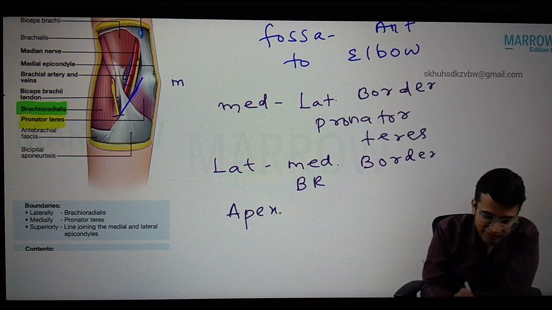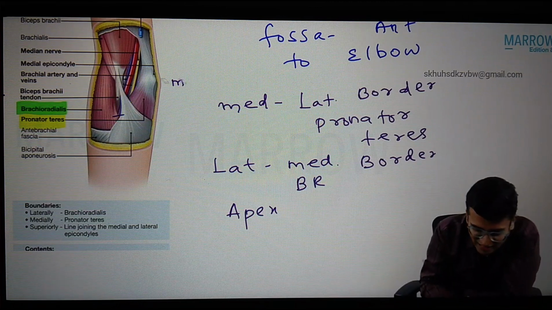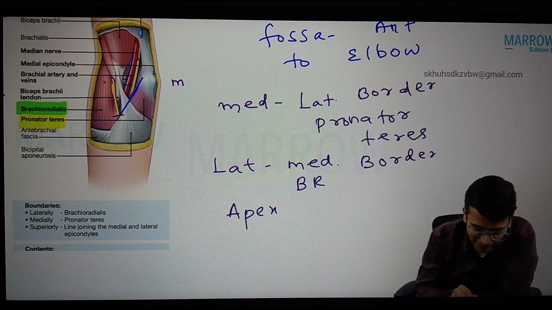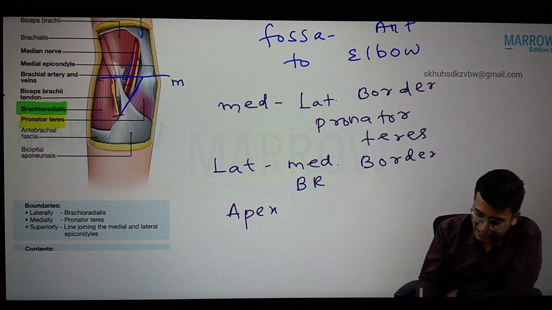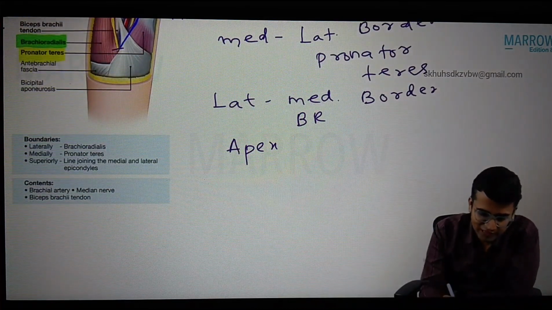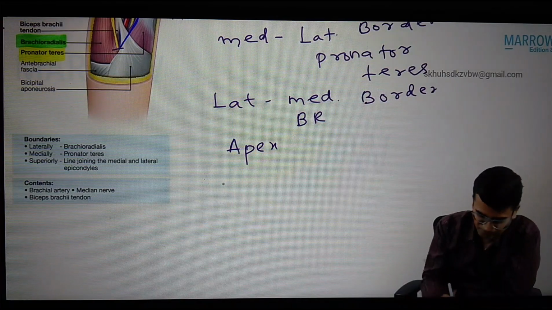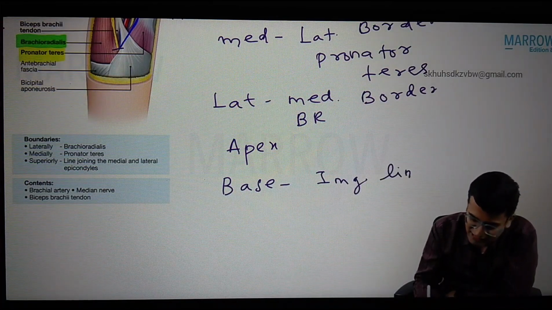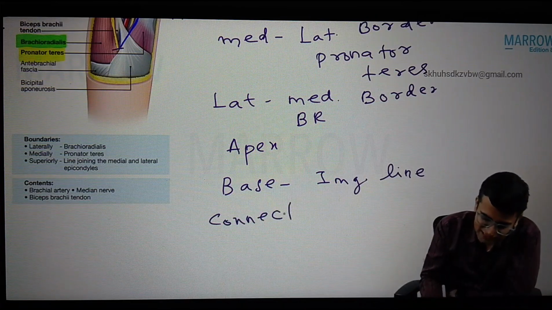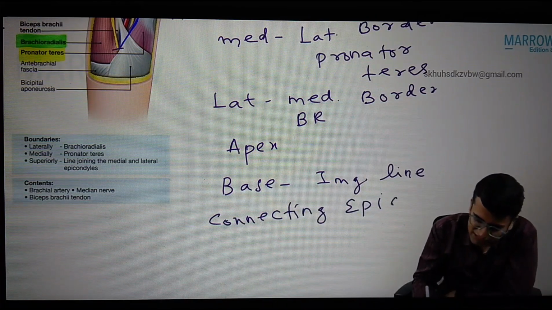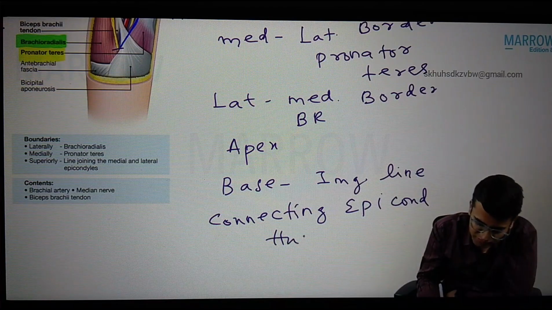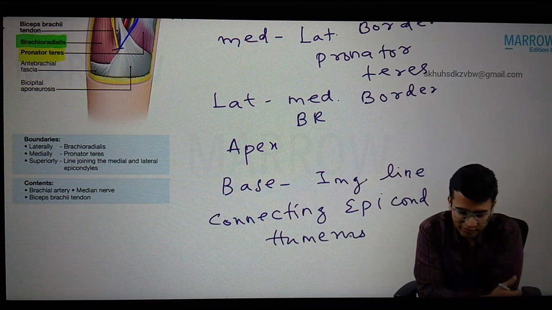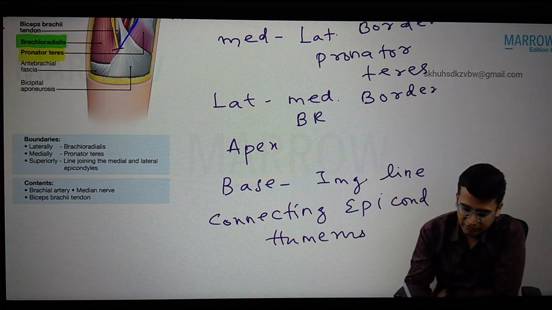What about the base? The base is an imaginary line connecting the two epicondyles of the humerus bone. So the boundaries of the cubital fossa are done: a triangular shaped fossa in front of the elbow.